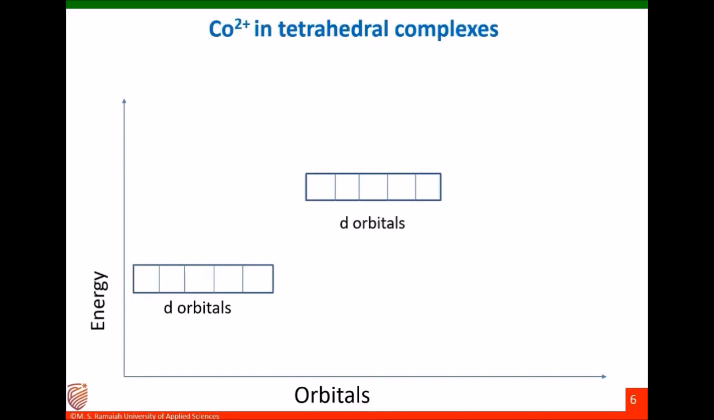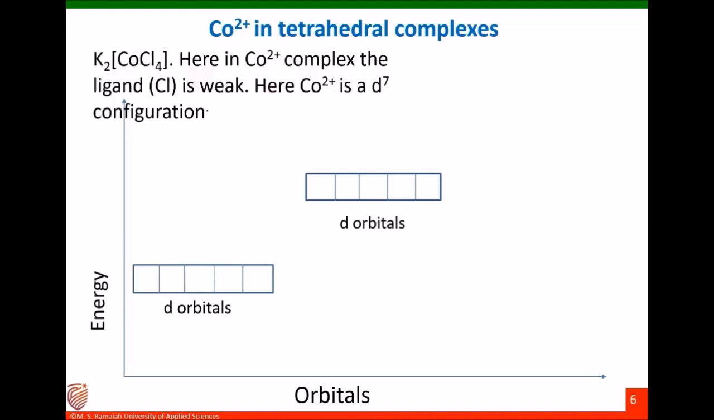Now we will consider a tetrahedral complex. So here we consider the central metal ion is Co2+. Co2+ means it will be a d7 configuration. In d7 configuration, we know that the splitting happens in a different way. Here the 5 d orbitals will be split into two, one is e and the other t2. Here e orbitals have lesser energy than t2, and the energy difference between e and t2 we normally call delta tetrahedral, and this delta tetrahedral value, if you compare with an octahedral complex, will be less only.